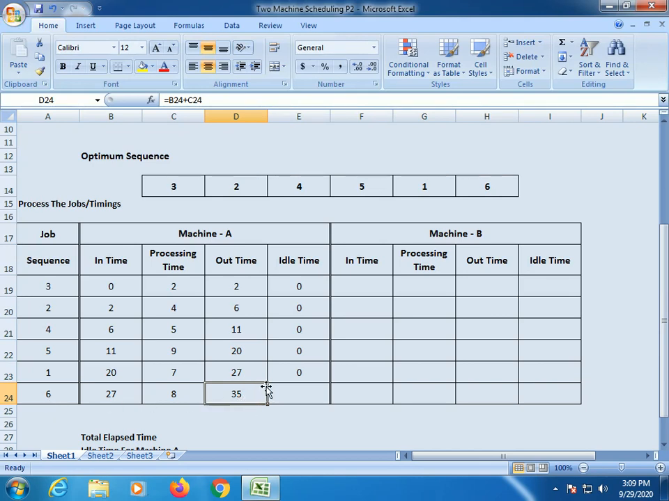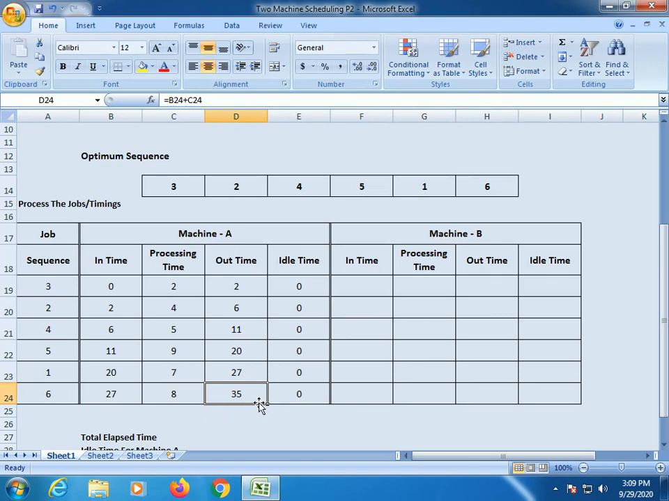That means at 35th hour we performed all the jobs on machine A. Okay, so what is the idle time? We have to calculate the idle time, the previous job out time minus the present job in time, so that is 0, because there is no gap. Okay, so at 35th hour we have completed the 6th job, that's fine.